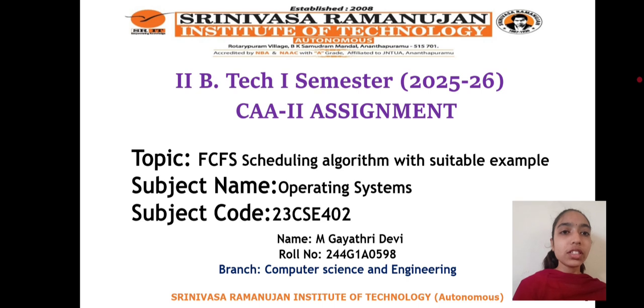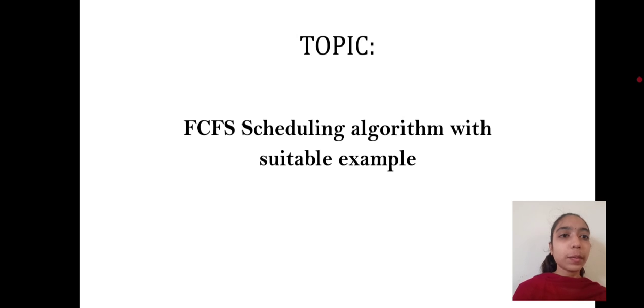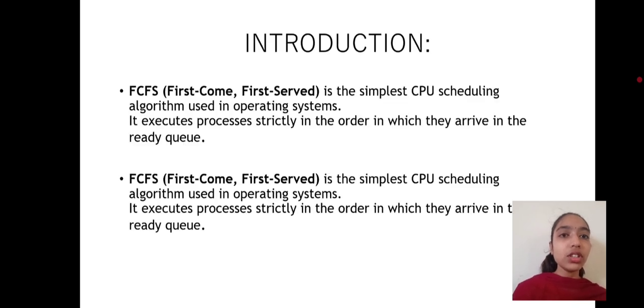Today my topic is about the FCFS scheduling algorithm with a suitable example. Introduction to FCFS scheduling algorithm. FCFS is nothing but first come, first serve. It is the simplest CPU scheduling algorithm used in operating systems. It executes processes strictly in the order in which they arrive in the ready queue.